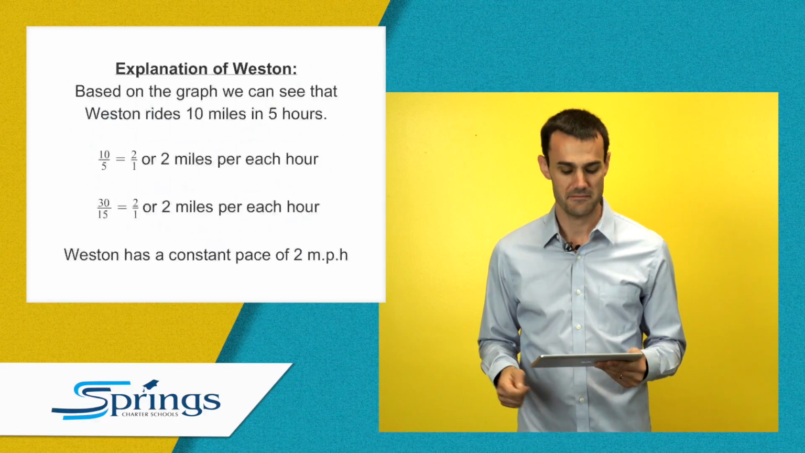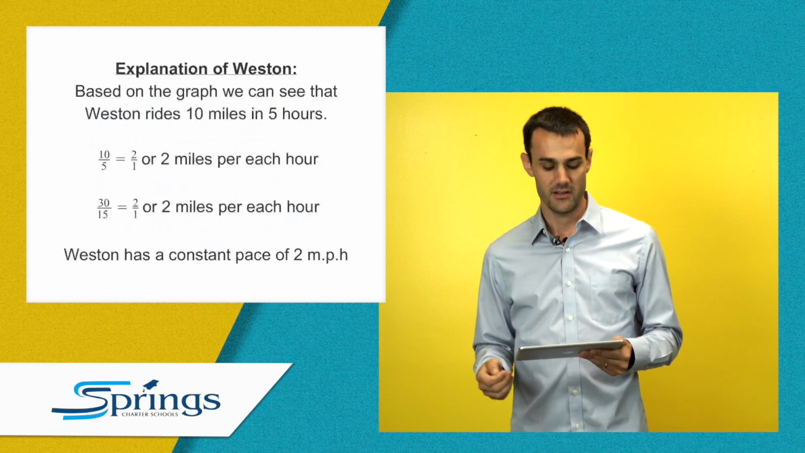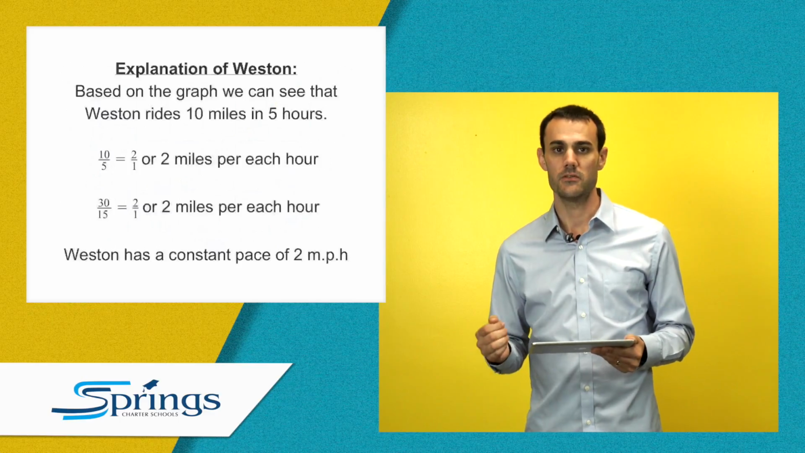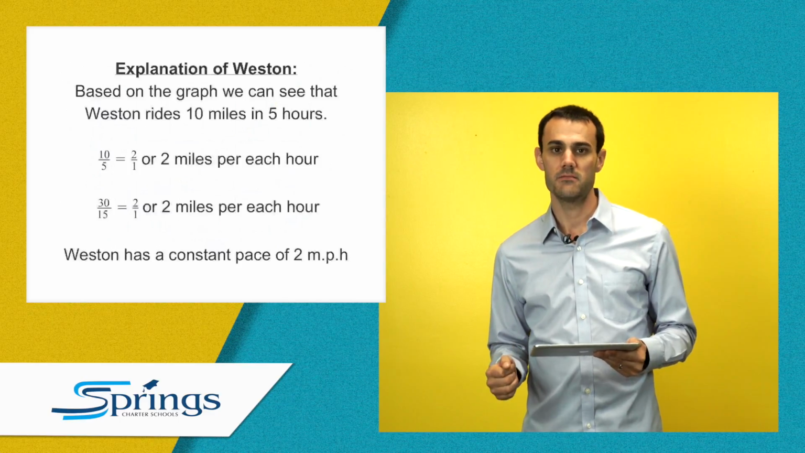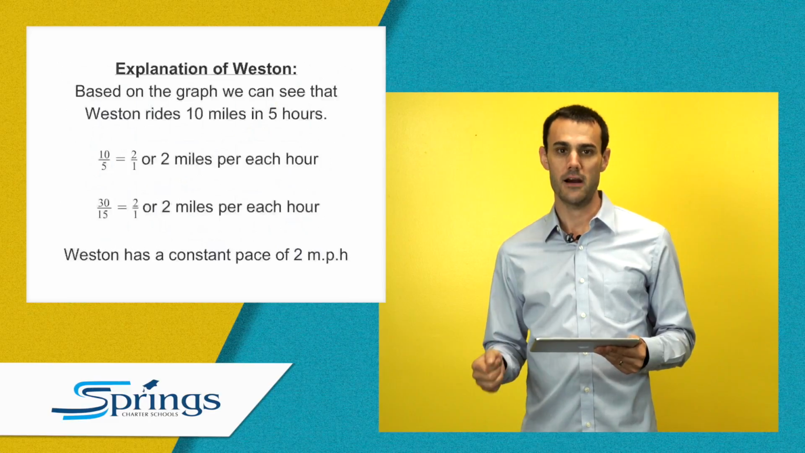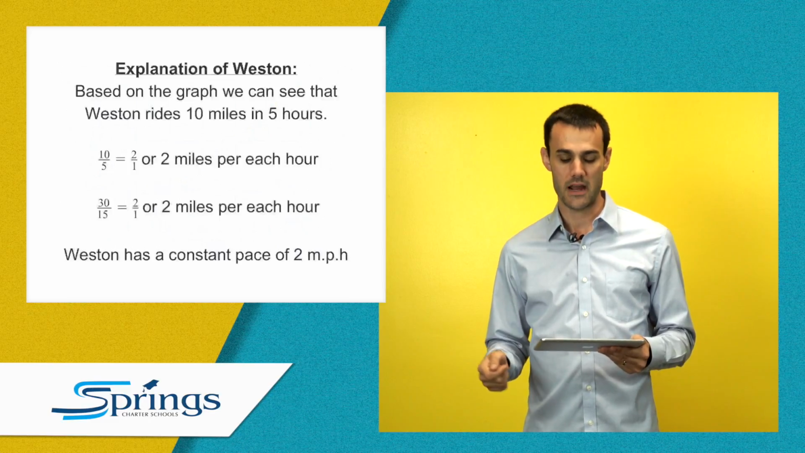Now we're going to set that up as a fraction so we can find the unit rate. 10 over 5 reduces down to 2 over 1. Or we can say that he rides at 2 miles per hour, or the distance of 2 miles in the 1 hour that he rides.